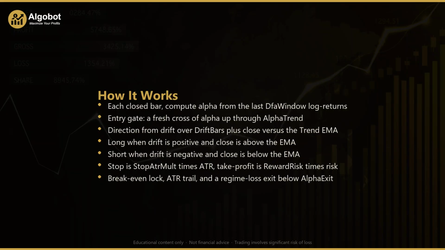On every closed bar, the strategy rebuilds the scaling exponent, alpha, from the most recent block of log returns. By default, that window, called DfaWindow, is 128 bars. It integrates the mean-subtracted returns into a running profile, slices that profile across several geometrically spaced window sizes, detrends each slice, and measures how the fluctuation grows with scale. The slope of that relationship, on a log-log basis, is alpha.